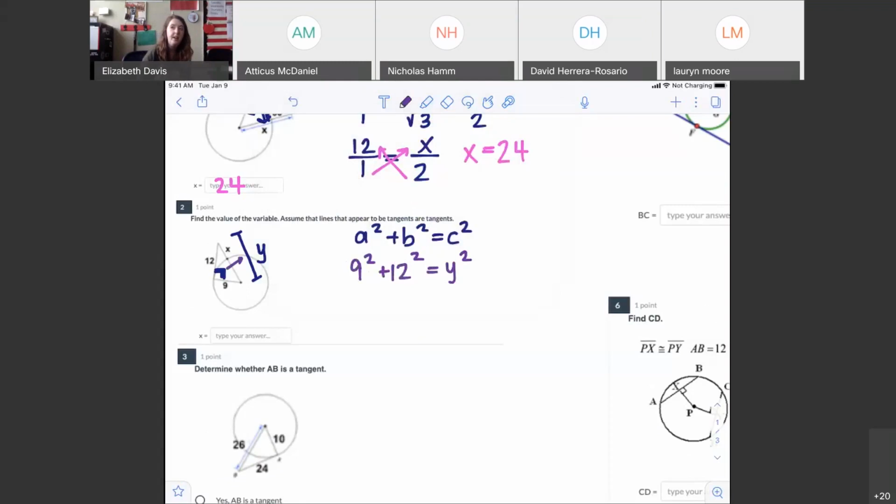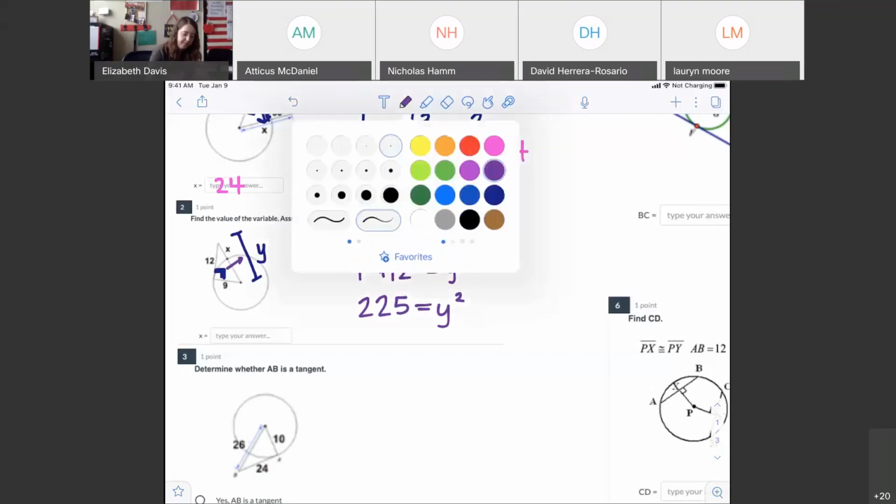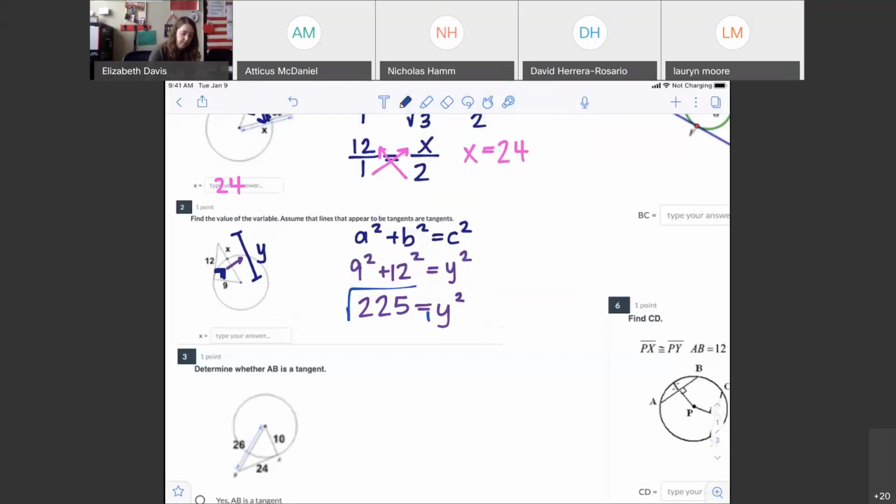And when we put 9 squared plus 12 squared into our calculator, I'm going to get 225. How do we get y by itself and get rid of that squared? Yeah, we'll take the square root of both sides. So now we know that y is equal to 15.